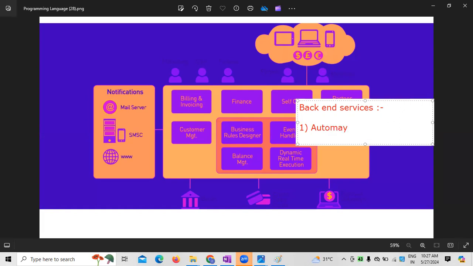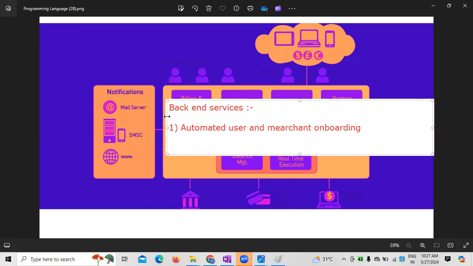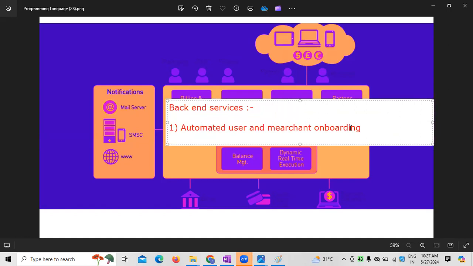The first one is the automated user and merchant onboarding. Right, so merchant onboarding is one element we need to focus on, because nowadays most of the applications are cloud applications. Whatever solutions we are developing are mostly cloud solutions instead of on-premise. The advantage is that there are no infrastructural challenges, because operational cost and infrastructure investment will be reduced in this regard.